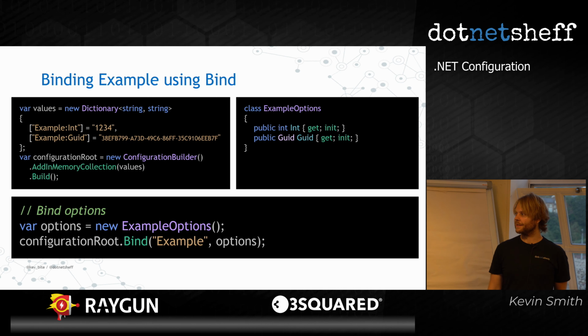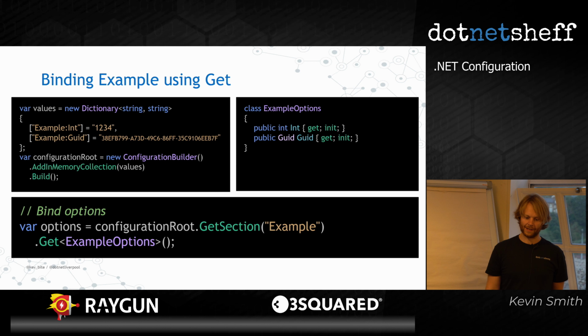Another way to do this is using a section. So this has got a section of example. So I've got some hierarchical keys here. And then we can just do bind on that as well, passing the actual section name as well. So that's quite nice and simple.